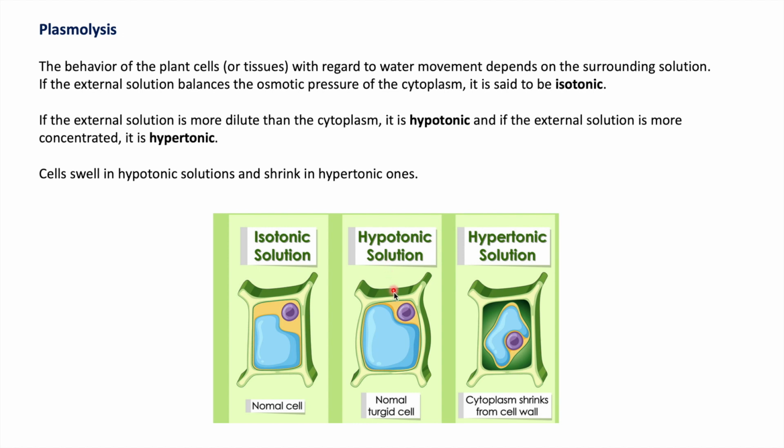So now water will move inside the cell and this cell will become swollen, which will be called a turgid cell. Now a hypertonic solution contains more solute particles. So your plant cell contains fewer solute particles, and the solution outside contains more solute particles. So water will move outside of the cell to maintain the concentration gradient. It means your cell will shrink in hypertonic solution.